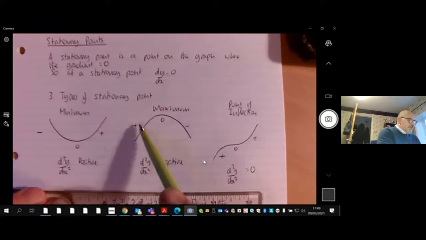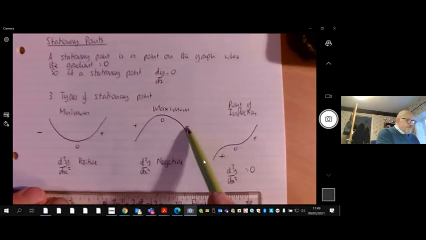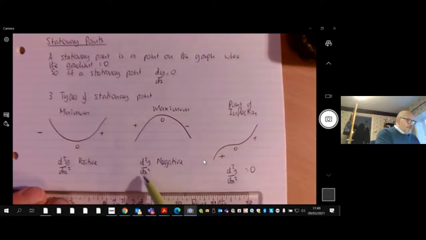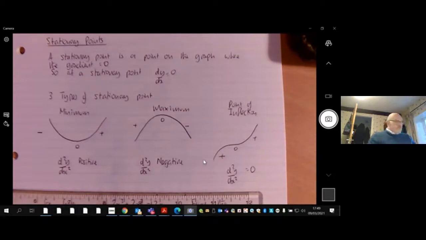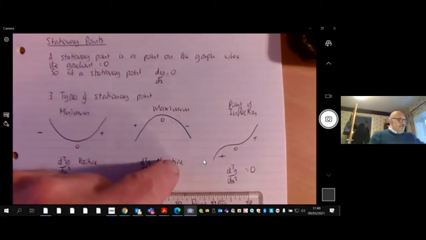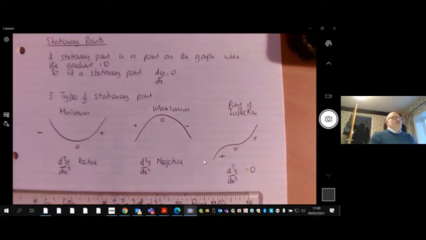The gradient goes from positive to 0 to negative. So we've got a maximum point, and the second differential is negative for a maximum point. Just be aware, positive is a minimum point, negative is a maximum point. It's the opposite way around to what you might think, okay? That's a common mistake when I'm marking it, that people do the second differential and then make the wrong decision. So for goodness sake, don't do all the donkey work and then say it's a minimum when you mean it's a maximum.